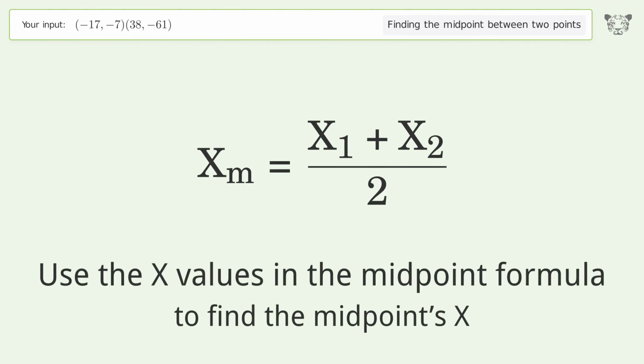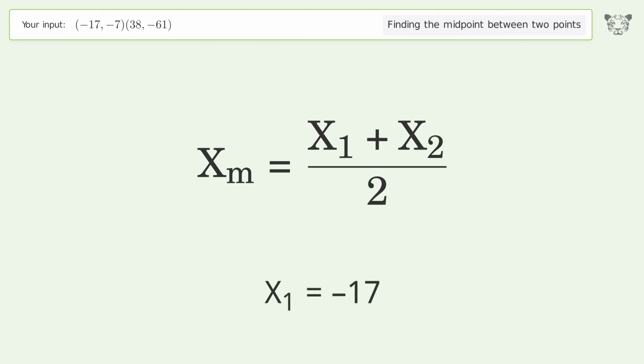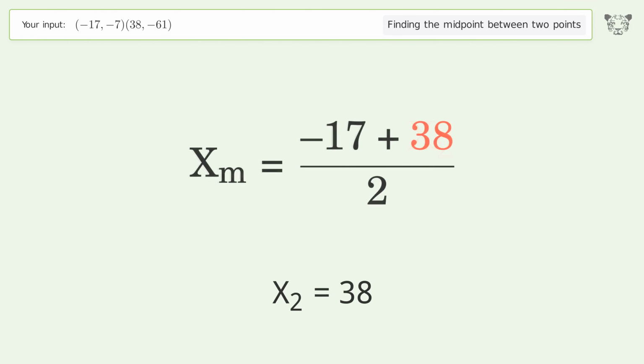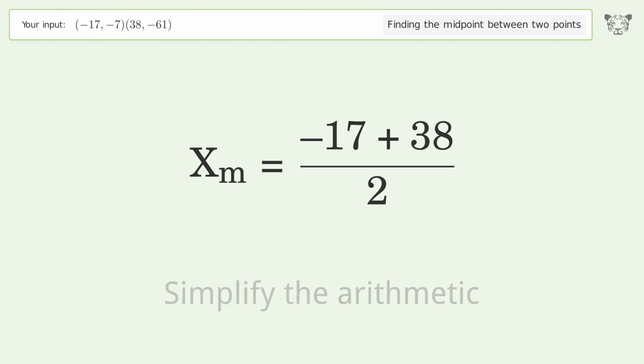Use the x values in the midpoint formula to find the midpoint's x. x1 equals -17. x2 equals 38. Simplify the arithmetic.